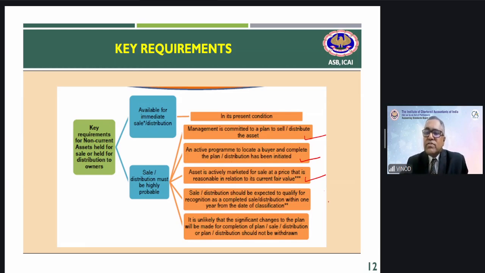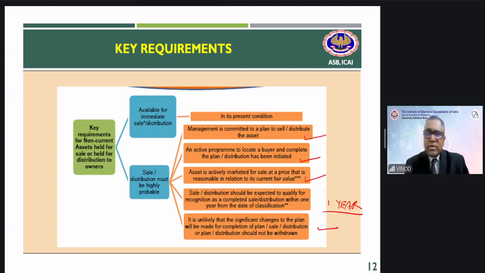Now, the most important condition is here, the 1-year rule. The sale must be completed within 1 year of passing the board resolution, meaning within 1 year of disclosing in the balance sheet as held for sale, you must complete that sale. That 1 year is sacrosanct. That's the most important thing here. Lastly, there must be almost negligible chances that the board of directors would change the decision.